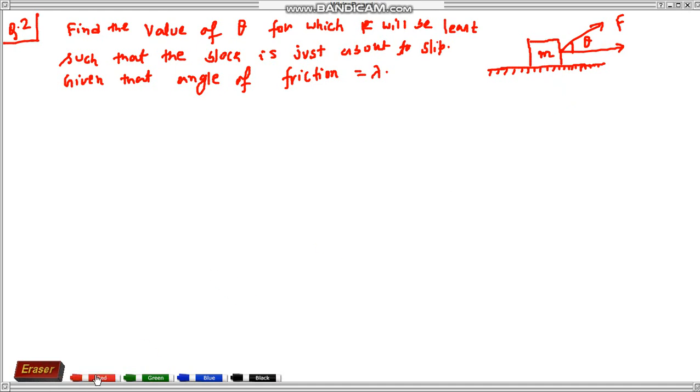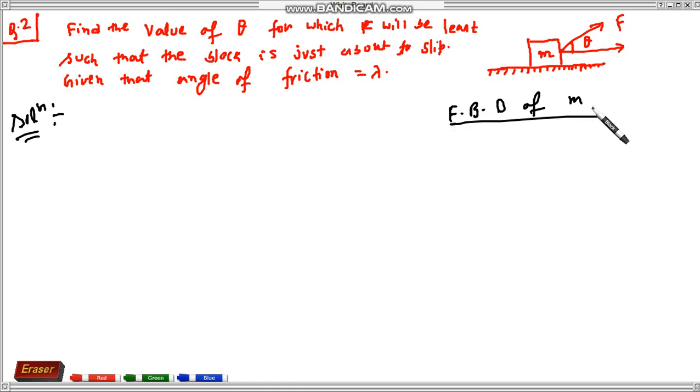Okay, so let me draw the free body diagram first. FBD of M. Solution. So FBD of M. If we resolve this F into two components, along this direction it will be F cos theta, and along this direction F sin theta. Then mg acts downwards and the normal direction upward. And the frictional force will be acting in the left direction.